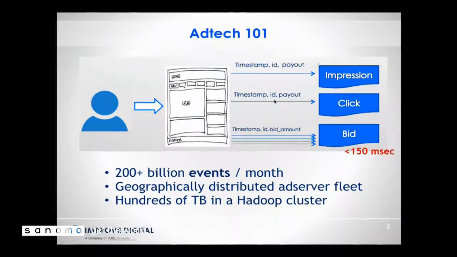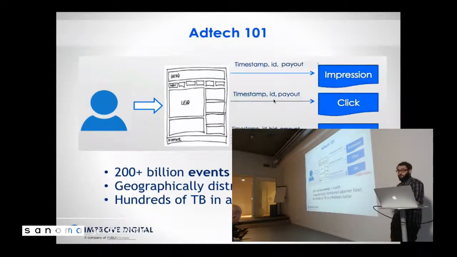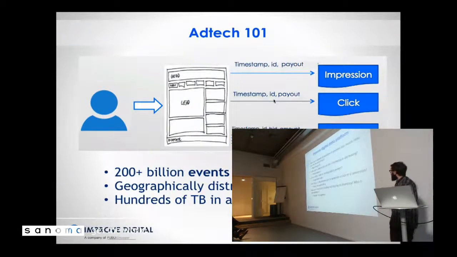This data comes from a geographically distributed ad server fleet. So we have a bunch of ad servers distributed all over the world. And we use the servers to try to serve the impressions as soon as possible. What it means from a data perspective is that over time we have hundreds of terabytes in a Hadoop cluster ready to stuff with it. So what do we do with that?